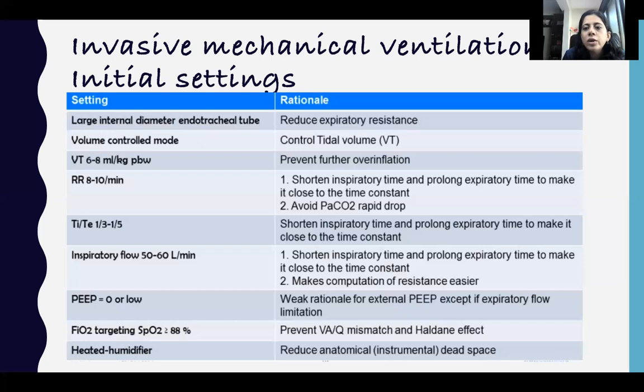three modes by which you can ventilate a patient with asthma, and that is volume control mode, volume control mode, and volume control mode. So any patient with acute exacerbation of asthma or COPD, apart from volume control mode, there is no other mode that should be used.